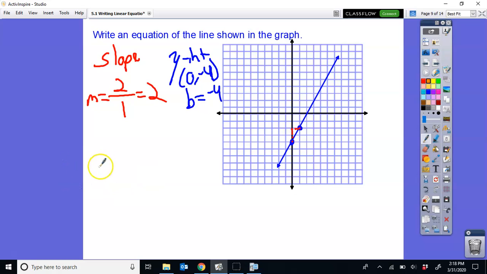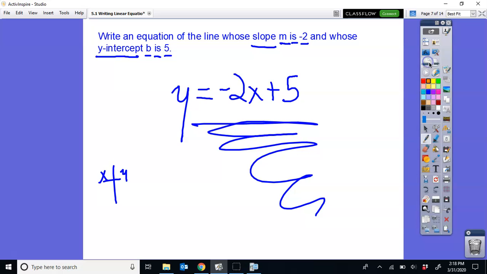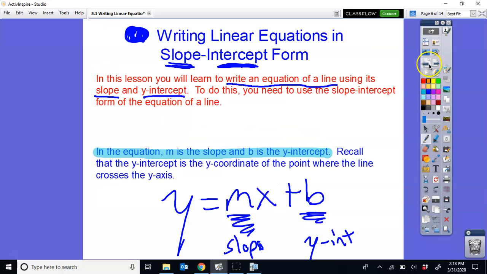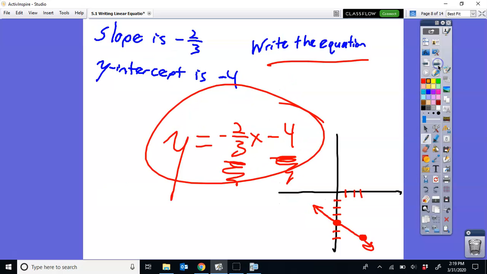My y-intercept is -4, so y equals mx plus b. Now again, notice it's -4, so that's why we put -4. So whenever you have the m and the b given to you in the problem, all you have to do is be able to use that y equals mx plus b and plug in the m, plug in the b, and get your answer.